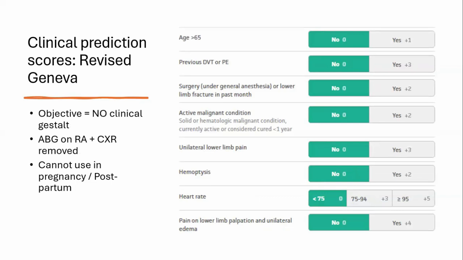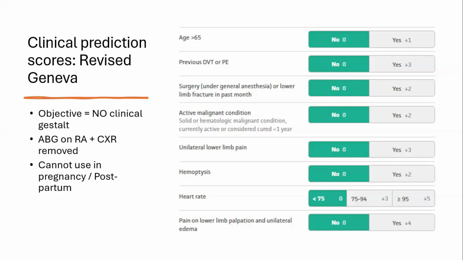So you can see there, obviously you can't use the score in pregnancy and postpartum. And again, it is there for us to risk stratify our patients. So if you suspect a possible PE, a patient that scores 0 to 3 would be considered low risk, so less than 10% incidence of PE.